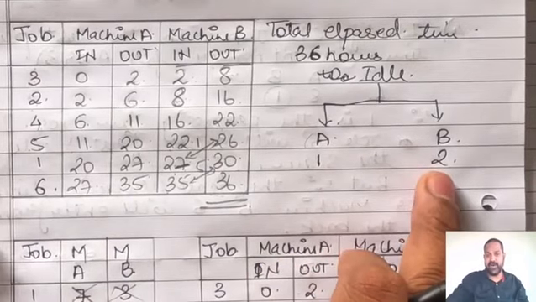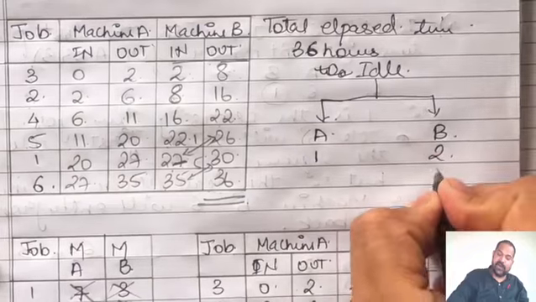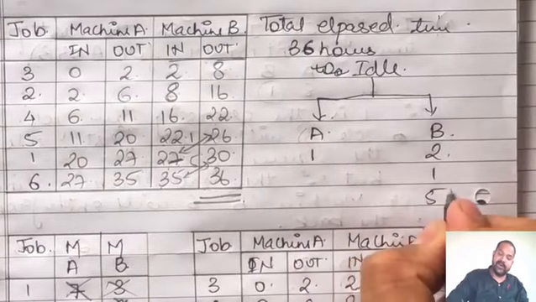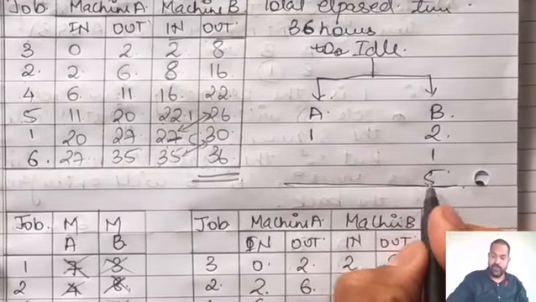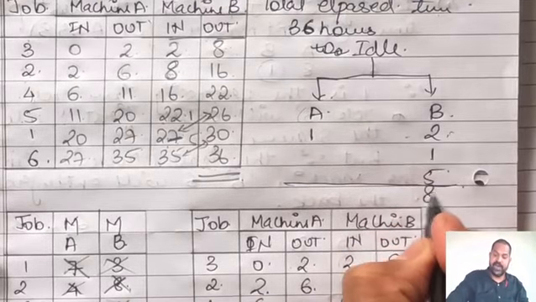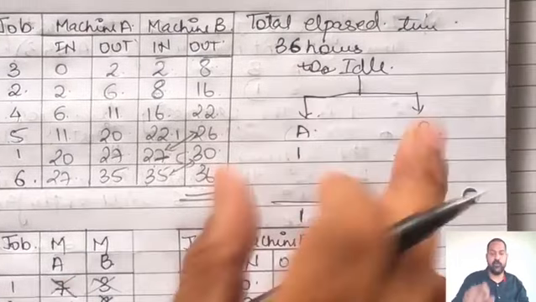B might have other idle times, and we evidently see it does. B has another idle time of 1 hour and another idle time of 5 hours. So the total idle, if you check, will be 5, 6, 7, 8. 8 hours for B and 1 hour for A. So this I have drawn for you.